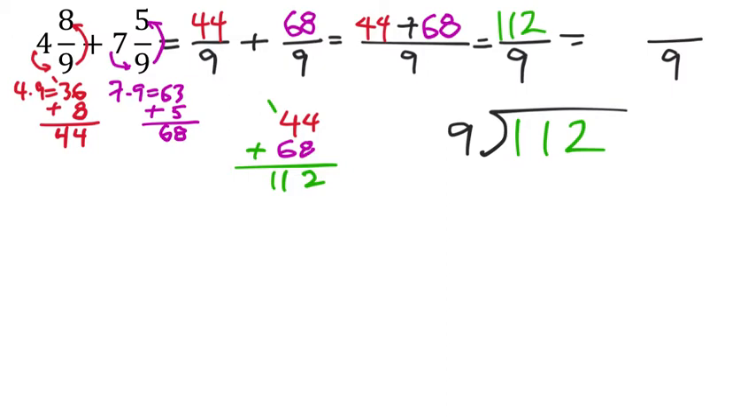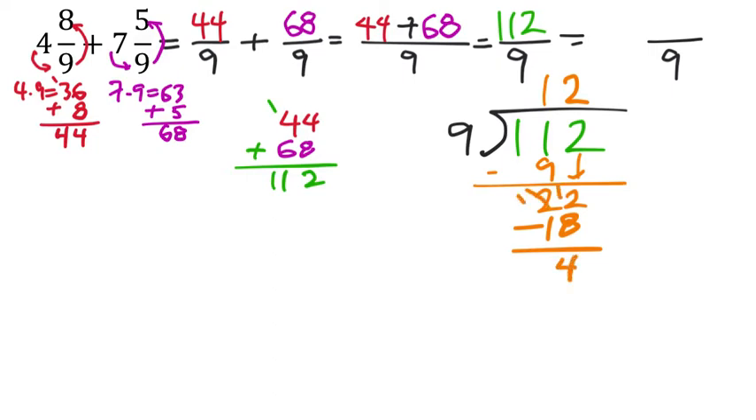So I would look at this and say, well, 9 doesn't go into 1, but it does go into 11 once. 1 times 9 is 9. I subtract that. 11 minus 9 is 2. Drop this 2 there. And I get 22. 9 goes into 22 2 times. 2 times 9 is 18. When I subtract that, I get 4. I borrow from the 2 there to make that 12 minus 8 is 4. And, well, that's our remainder.